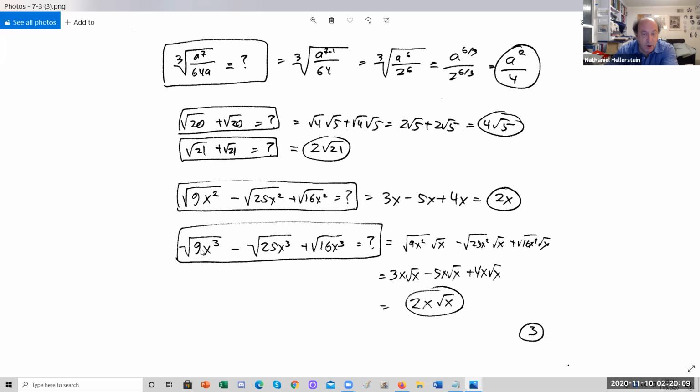Now here I have a similar one where instead of squared powers, we have third powers. So we pull out a root x here, root 9x squared root x. Pull out an x here, root 25x squared root x. Pull out a factor of x here, root 16x squared root x. And as before, this is 3x root x minus 5x root x plus 4x root x. Yeah, this comes out to 2x root x. These are similar, but there's an extra factor of root x here versus here.